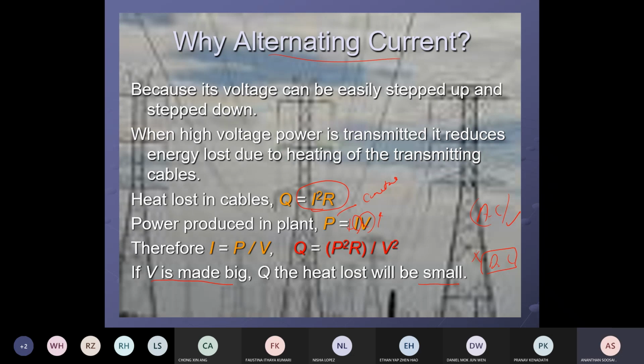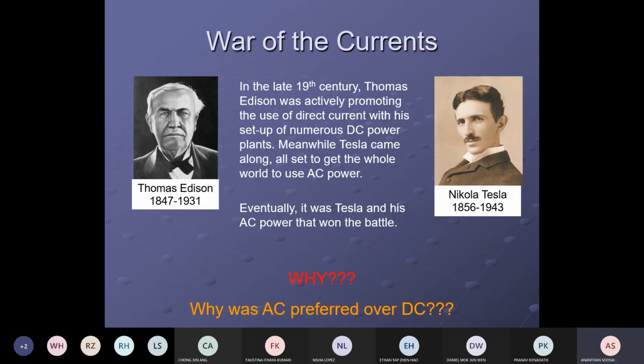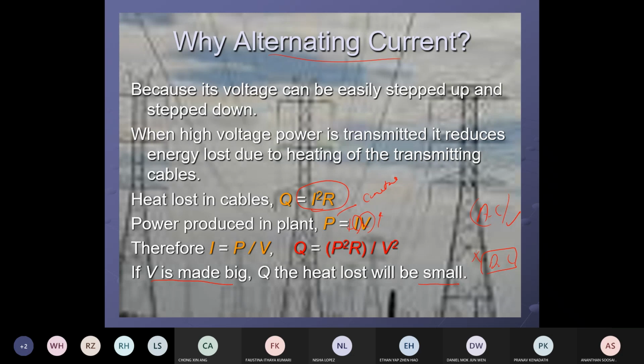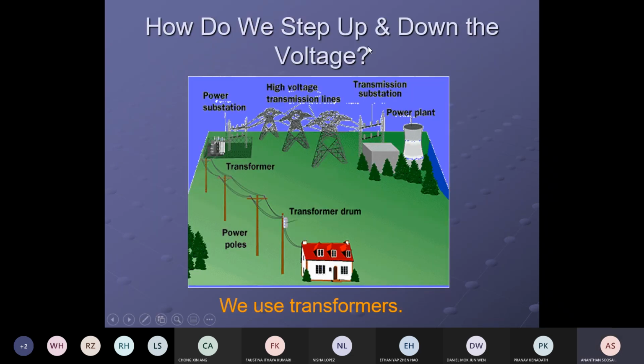Okay, guys, any questions so far? Why is AC better than DC? Okay, so we got the idea. So let's go on. I already told you why.